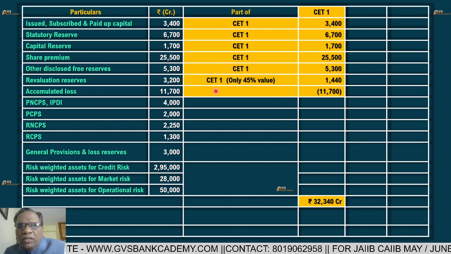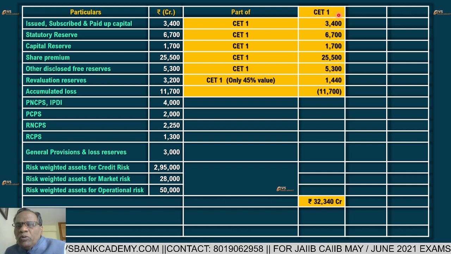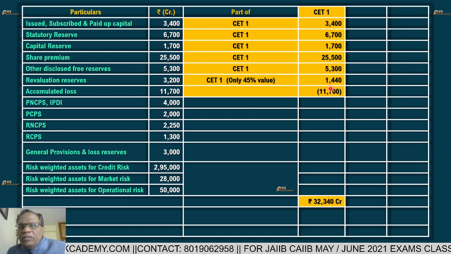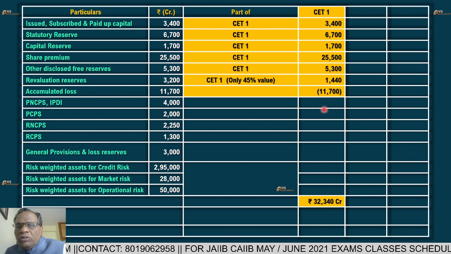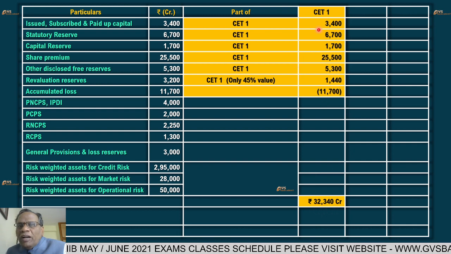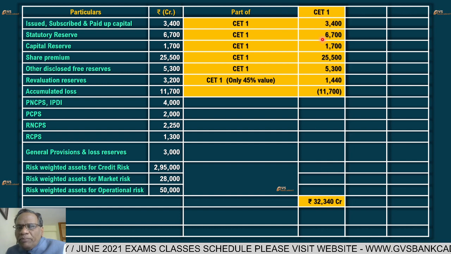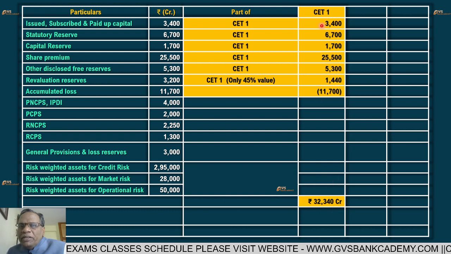Now whatever ineligible amounts are there, all those ineligible amounts have to be deducted from common equity Tier 1 capital only from 31st March 2017 onwards. As per RBI regulations, all banks have to follow this from Tier 1 capital only. Now the total of common equity Tier 1 capital is 3,400 plus 6,700 plus 1,700 plus 25,500 plus 5,300 plus 1,440 minus 11,700 is equal to 32,340 crores. This is common equity Tier 1 capital. This is core capital. This is permanent capital. This is going concern capital also. This is the common equity Tier 1 capital.